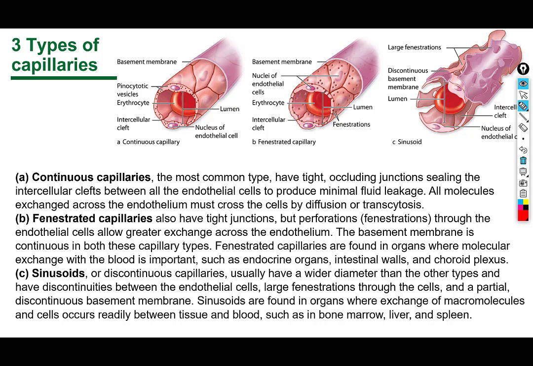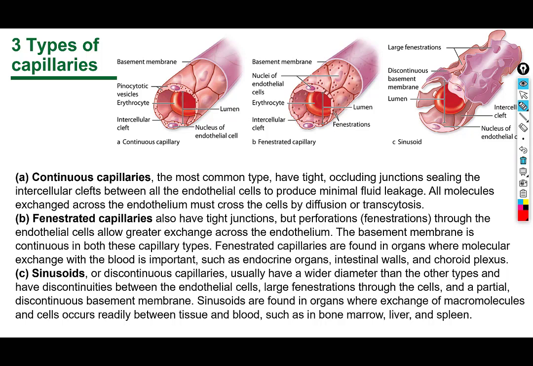So capillaries that are fenestrated are found in the endocrine organs, where a gland is making a hormone to dump right into the blood, so the holes provide easy access. The intestinal walls, which help with absorption of nutrients, and the choroid plexus, which is a braid-like network of vasculature in the brain ventricles that produces the cerebrospinal fluid. So there's fenestrated capillaries that are covered over with astrocyte feet and with ependymal cells.